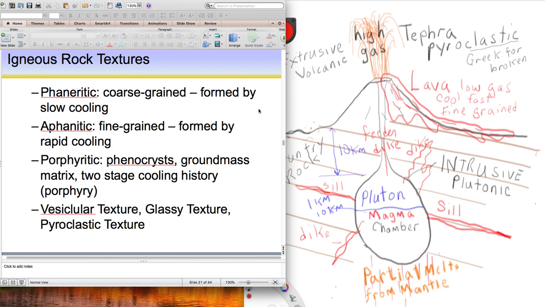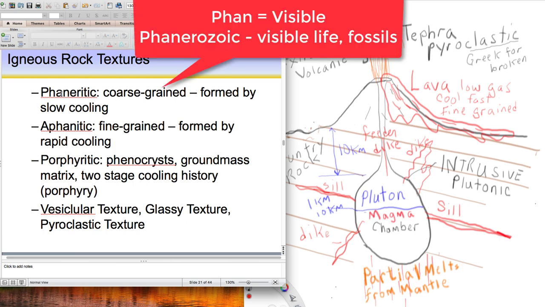So now let's look at some textures. Again, texture refers to the cooling. One word we use is phaneritic. Whenever you see this prefix phan, it means visible, so you can see the grains.